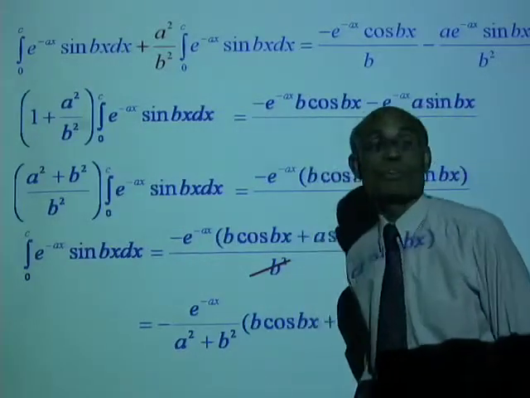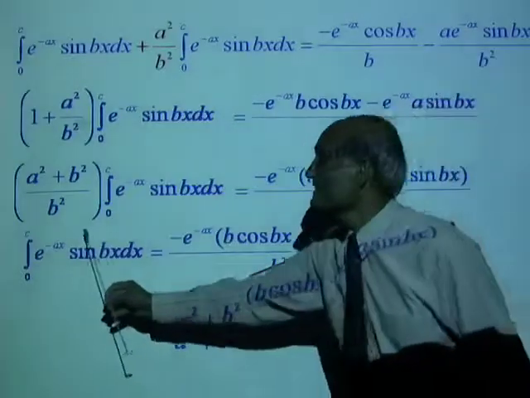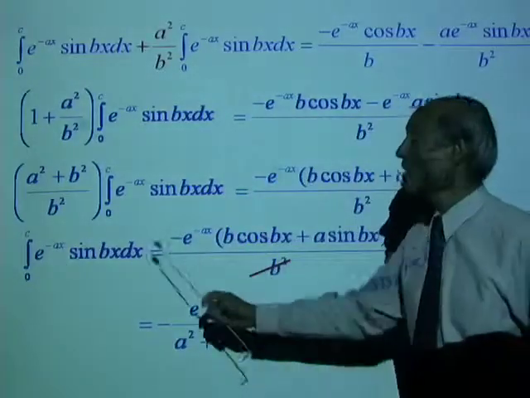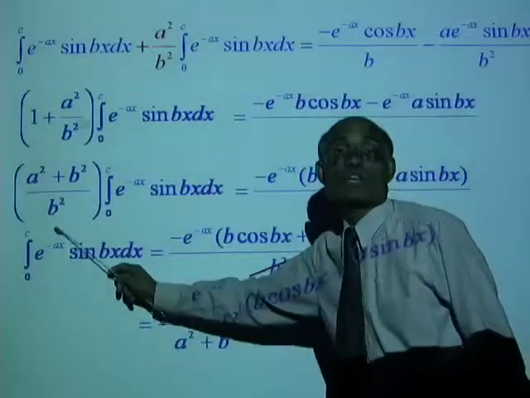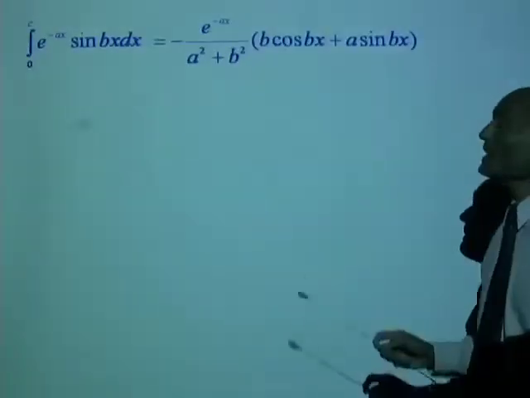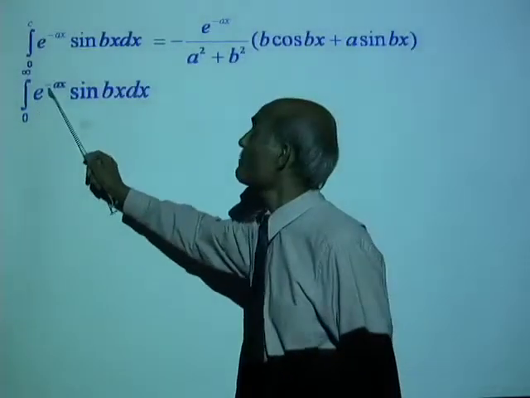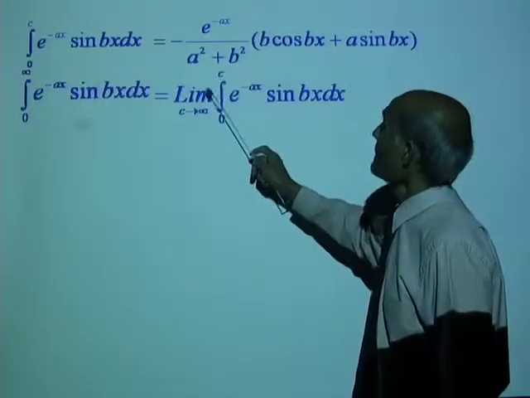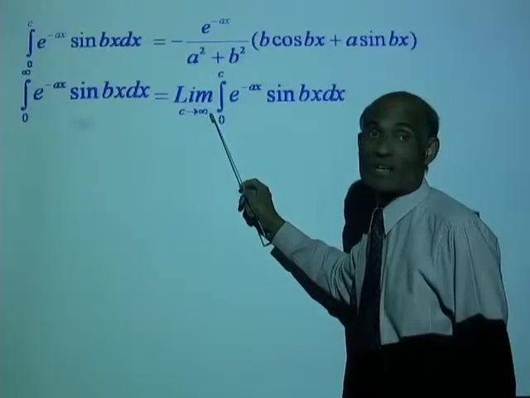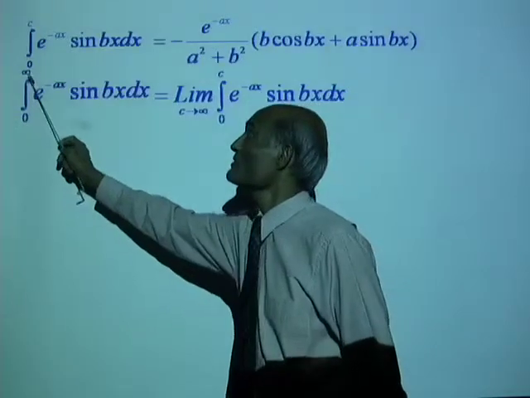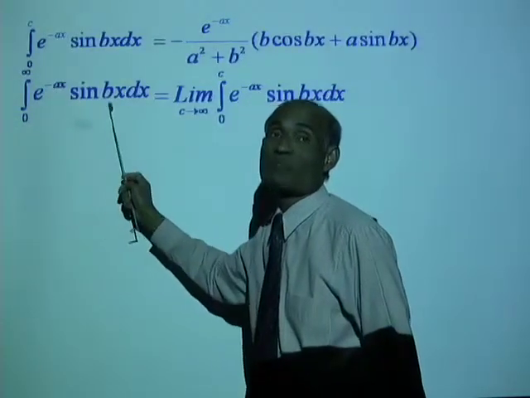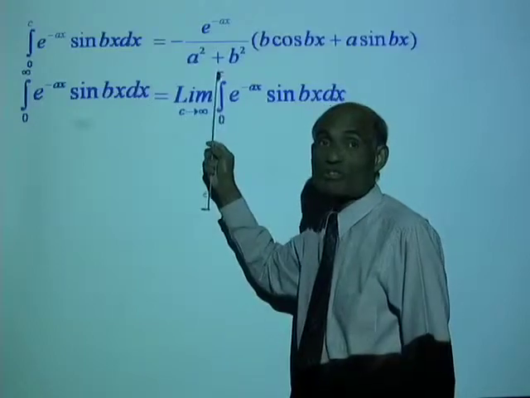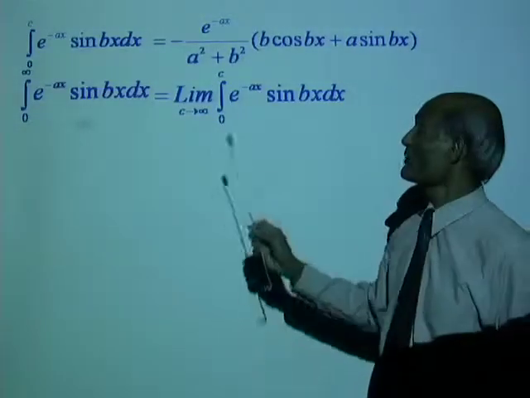And now what we need to do is take the limit when c goes to infinity. Is that right? Well, first of all, let's apply the upper and lower limit before we go to the limits. All right, let's do that here. So the integral of e to the power of negative ax sine bx dx is equal to the limit as c approaches infinity. We know that we want to find the integral from 0 to infinity of e to the power of negative ax sine bx dx. That is the same as the limit as c approaches infinity of the integral from 0 to c of e to the power of negative ax sine bx dx.